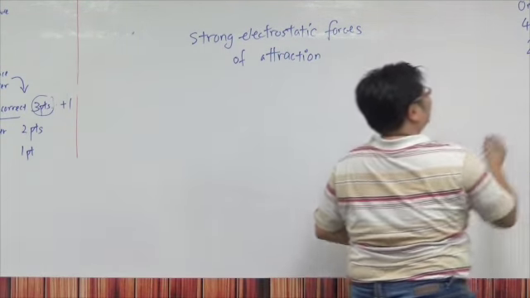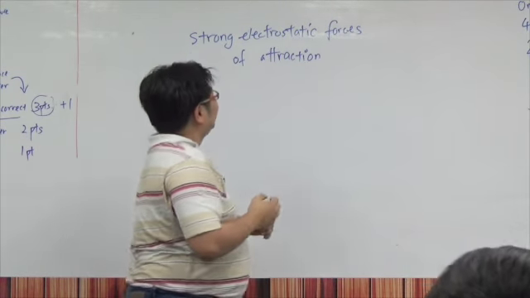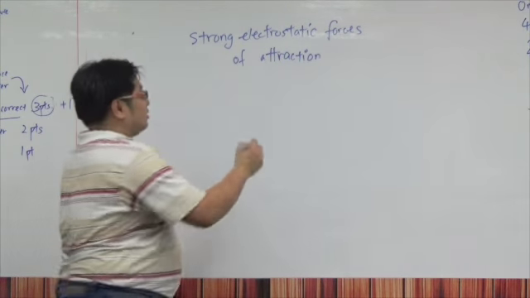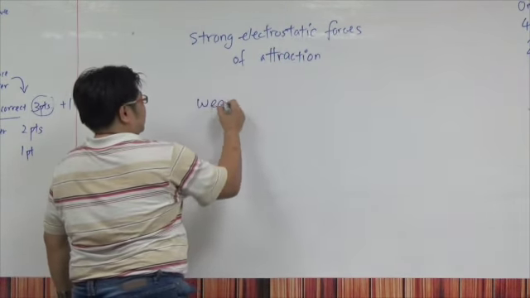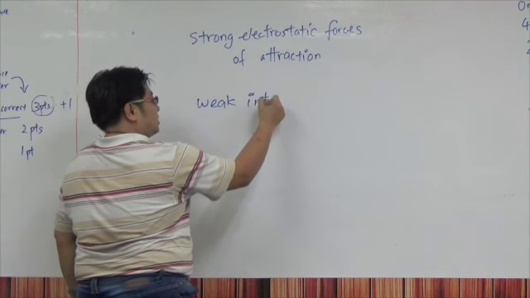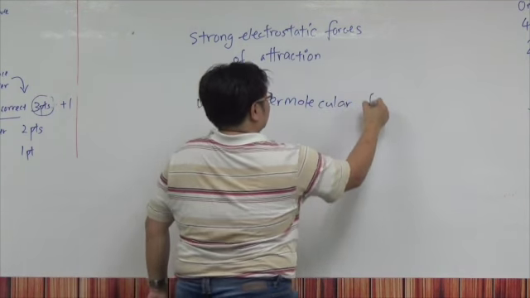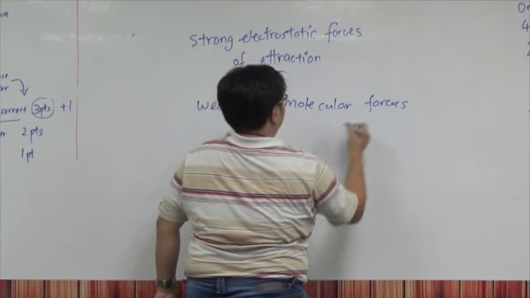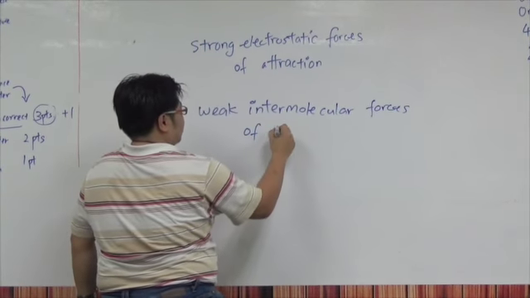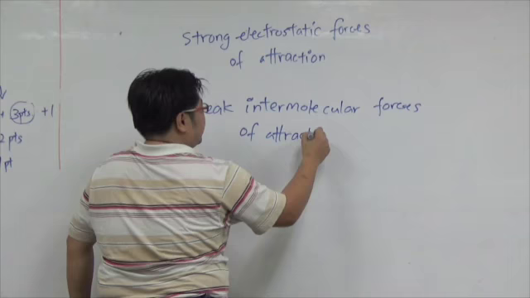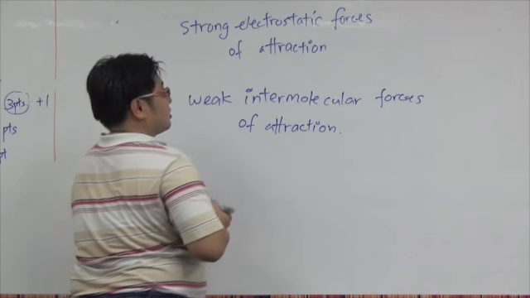It's time. Then we need... So it has what? Why it has low? Because of this. Water. Weak. This is the word: weak intermolecular forces of attraction. You need this for your explanation type of questions.